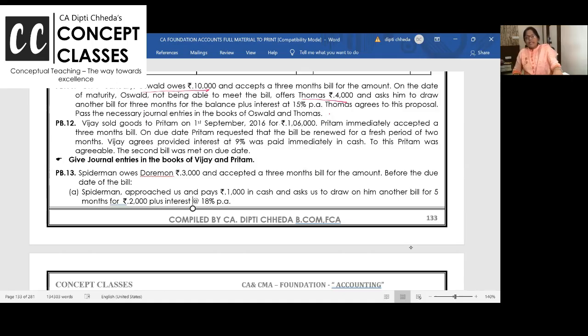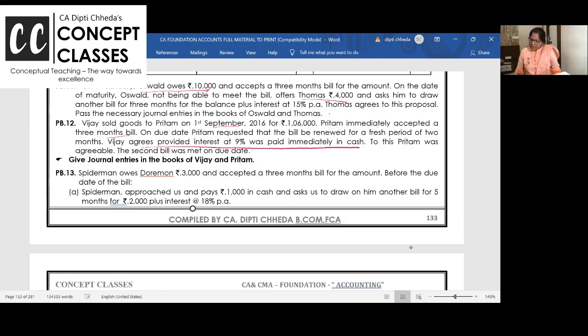See, on the first due date the bill is dishonored. So another bill is drawn along with interest and the second bill is met on time. But provided interest is paid in cash, interest is not included in the second bill. Are the dates and calculation clear? 1st September, say 3 months. 1st October, 1st November, 1st December, 4th of December. Due dates are clear or not?